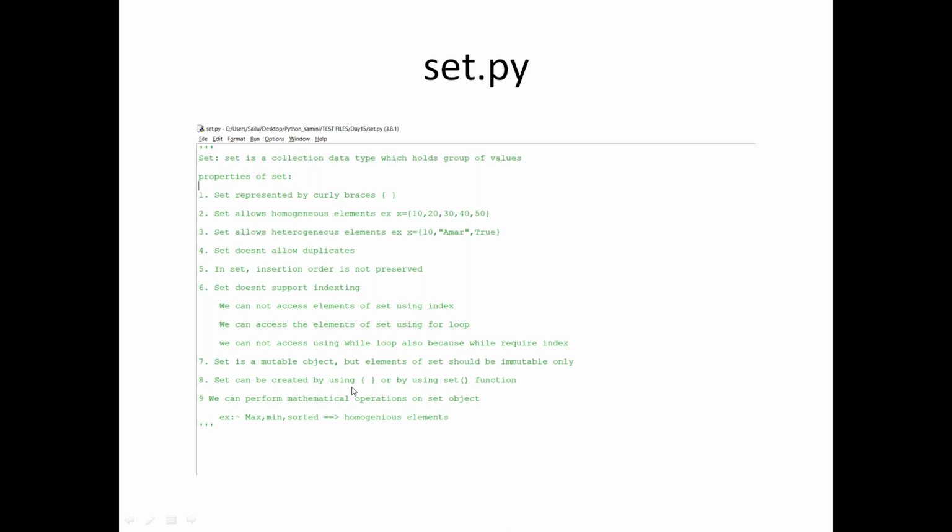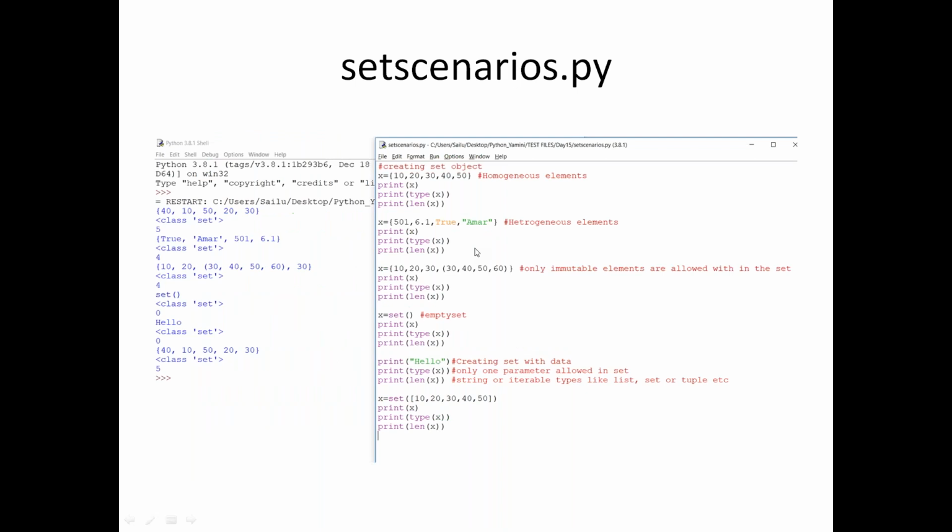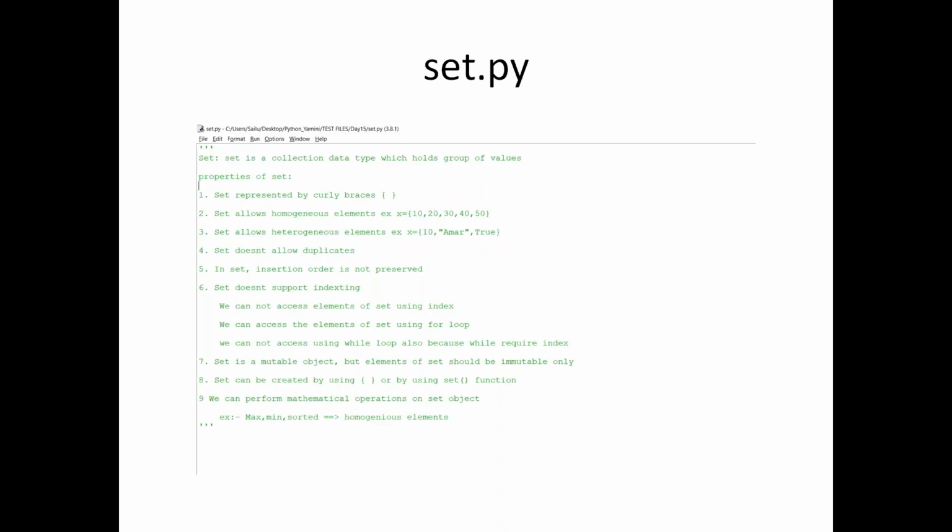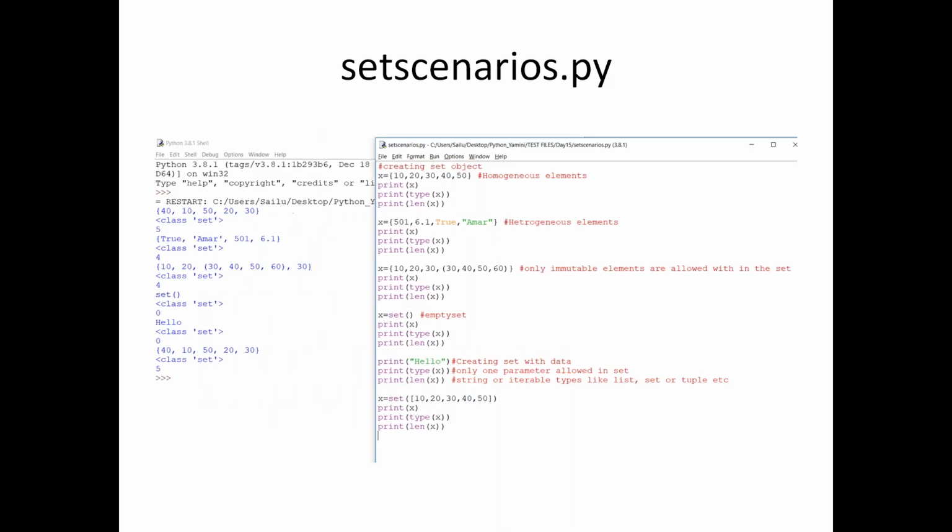Set can be created using flower brackets or the set function. It can perform some aggregate functions like maximum, minimum, sorted only on homogeneous numerical data, integer or float, but not on strings. Any questions on properties? Giri or Amini? I'm ready to go for the next slide.